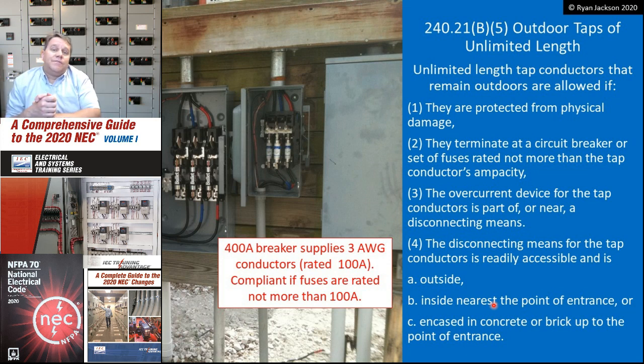It's debatable. But here's the thing, this has been in the code for a very long time, and I've never heard of any documented incidents of where this was a problem. Now, we allow this outdoors for another reason, and that is if something did go wrong, if there was a fire or something, it's outdoors. You're not going to burn a building down because the wires remained outdoors. So very, very lenient allowance here for unlimited length outdoor tap conductors.